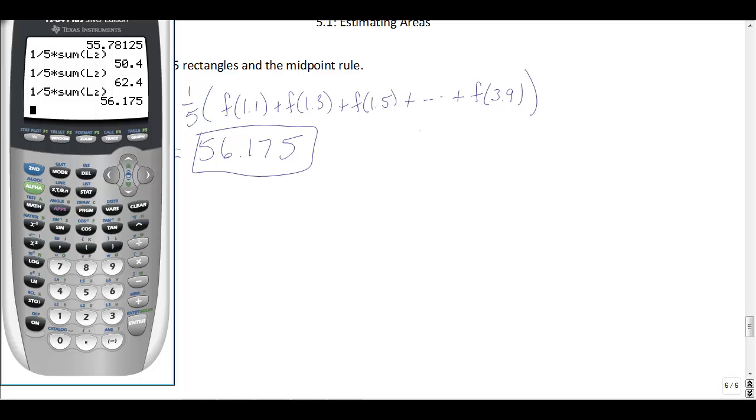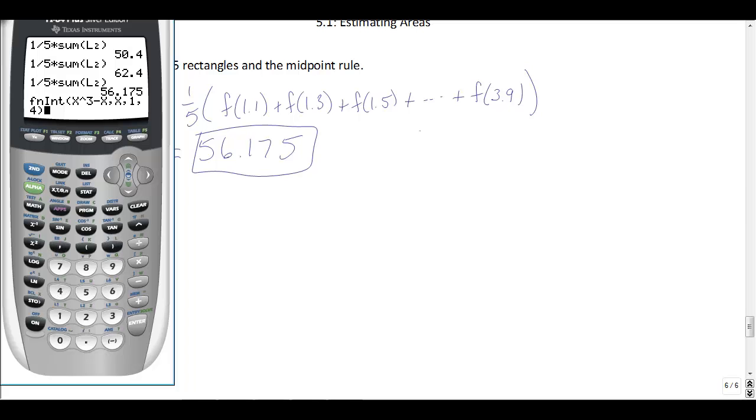Now, for the curious, what's the actual answer? Well, there's a number of ways to do this. One is I can use my calculator. If I go to Math, toward the bottom of this first menu, there's an fnInt. This is an integral. So I'll do x cubed minus x, or I could do y1 of x, comma, that's the function I'm going to integrate. I'm going to integrate with respect to x, from 1 to 4.